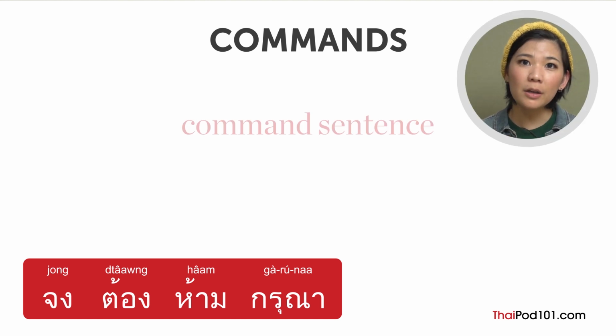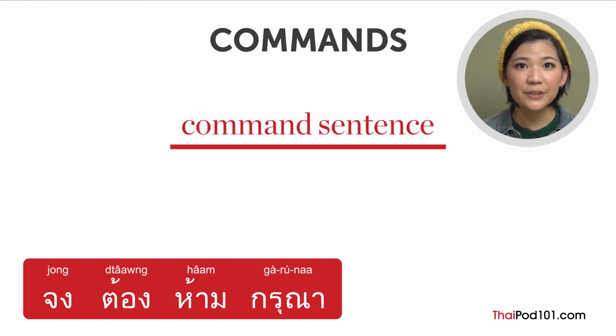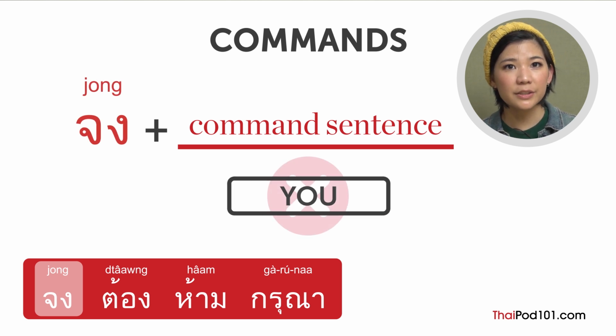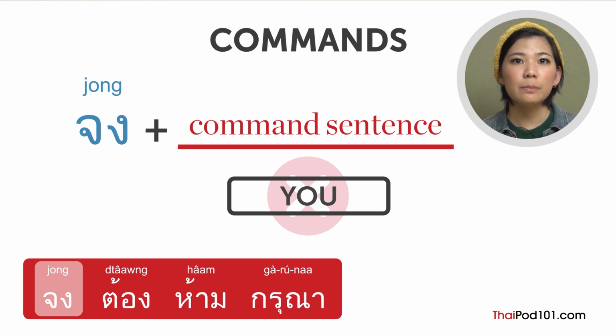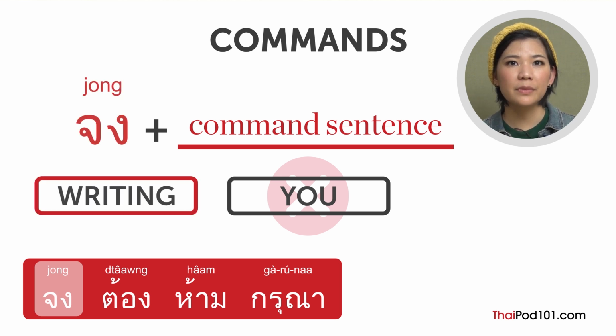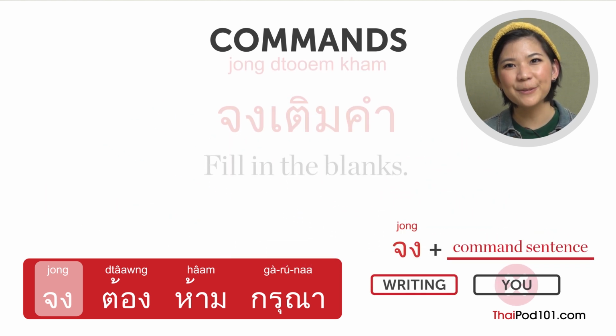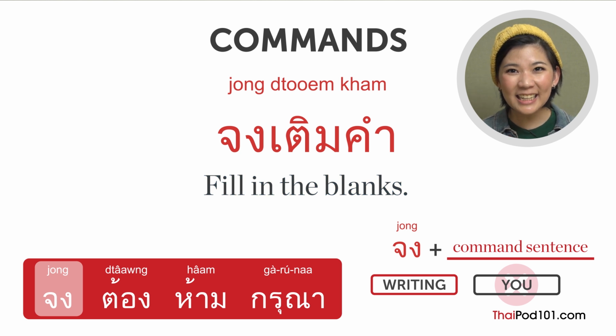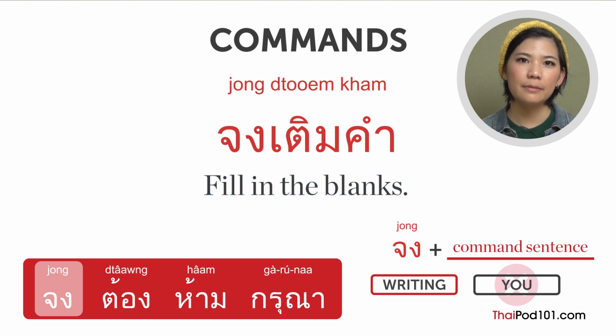Let's start by making a command in Thai. To form a command sentence, you can use the word จง in front of the sentence. The subject, you, is not used when forming this type of sentence, and จง is mostly used in writing. Let's look at an example. จงเติมคำ fill in the blanks. This would most likely be a written command.